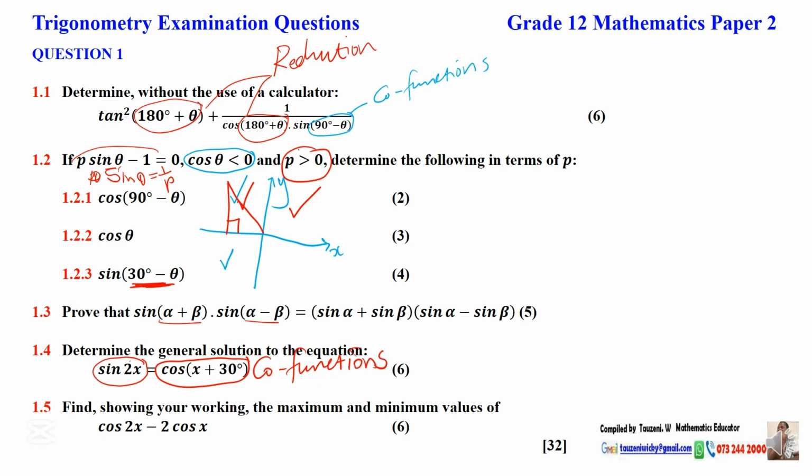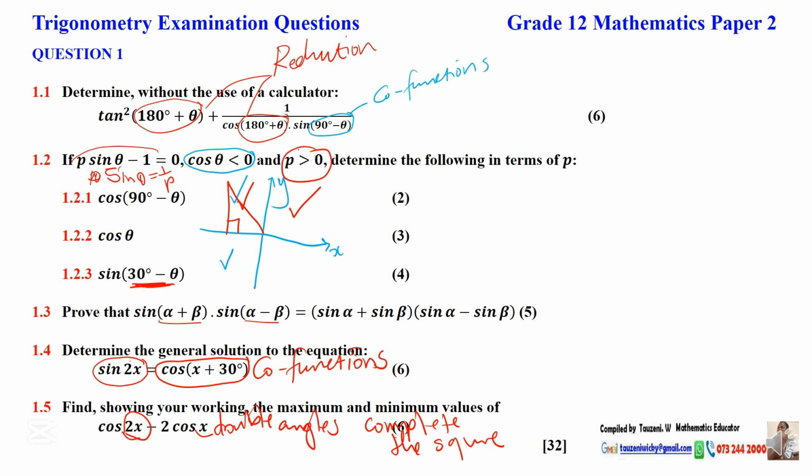Then the last question, to determine the maximum and minimum value of this expression, make sure the angle magnitude here is the same. You must have x throughout, and we achieved that by using the double angle identity. Then after using the double angle identity, we went on to complete the square. So apply double angle identities and then complete the square. After completing the square, you can then read what the maximum and minimum values are.